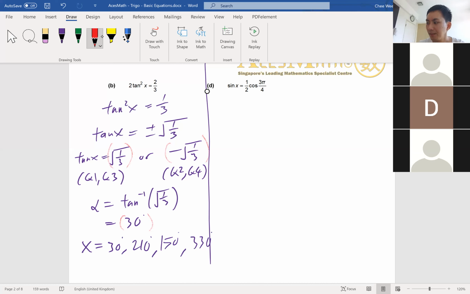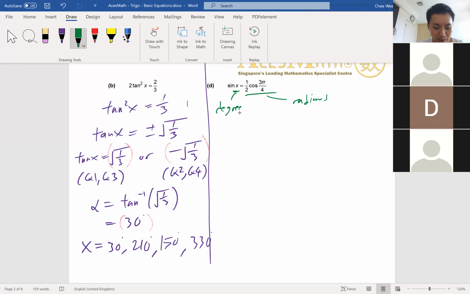Okay. So if we move on to part D, right? Part D will be something funny. So you have to watch out for your calculators in this case. Now x is actually in degrees, but here this is actually radians. On the right side, it's just a pure number regardless. And it's in radians because it's in terms of pi.